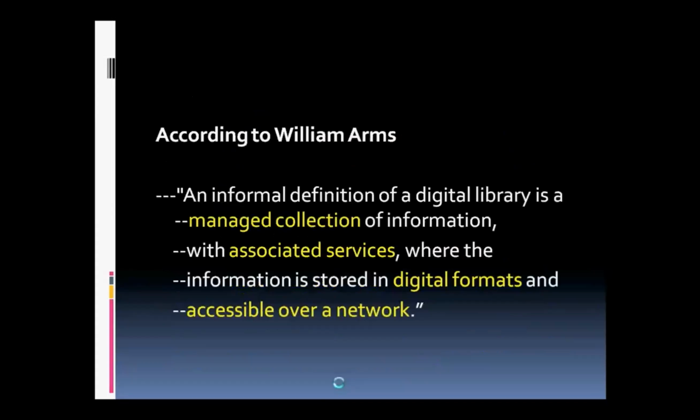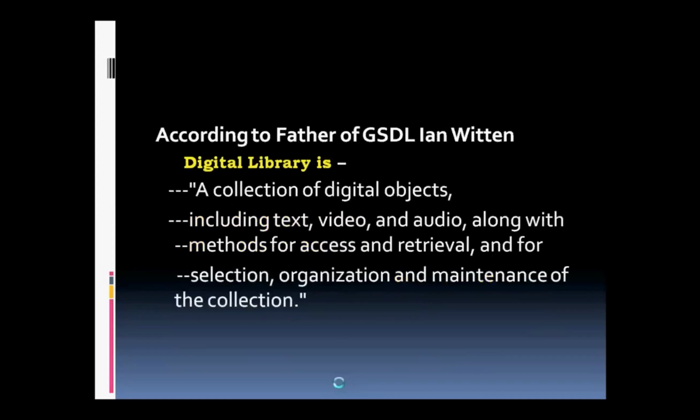William Arms has focused on 4 aspects of digital library in an informal definition, and these aspects are managed collection, associated services, digital formats, and accessible over a network. He says that a managed collection of information with associated services where the information is stored in digital formats and accessible over a network is an informal definition of digital libraries.